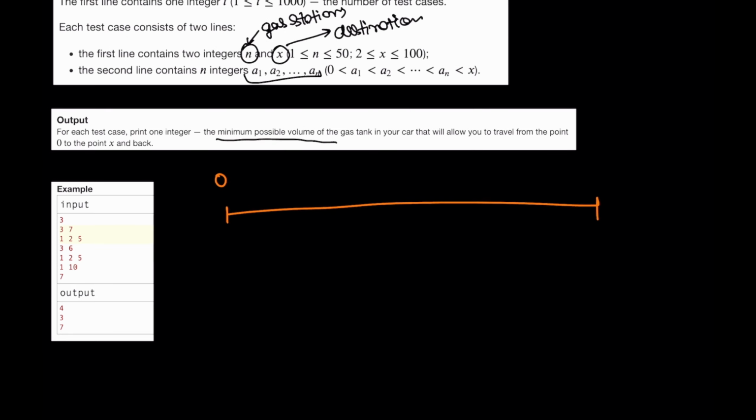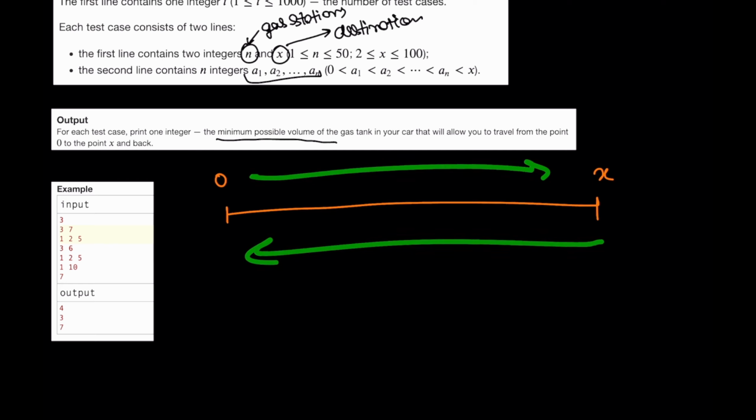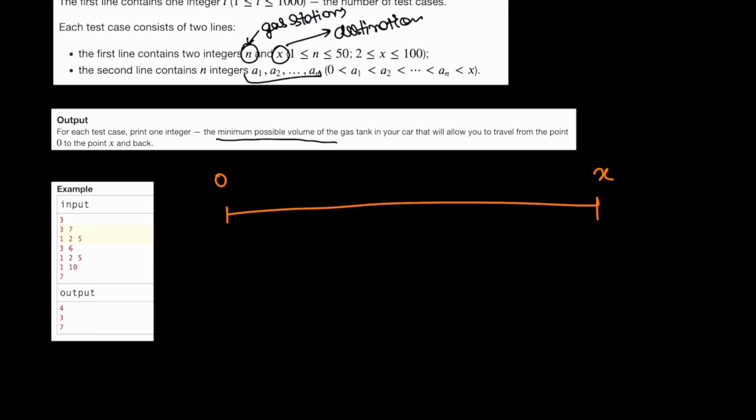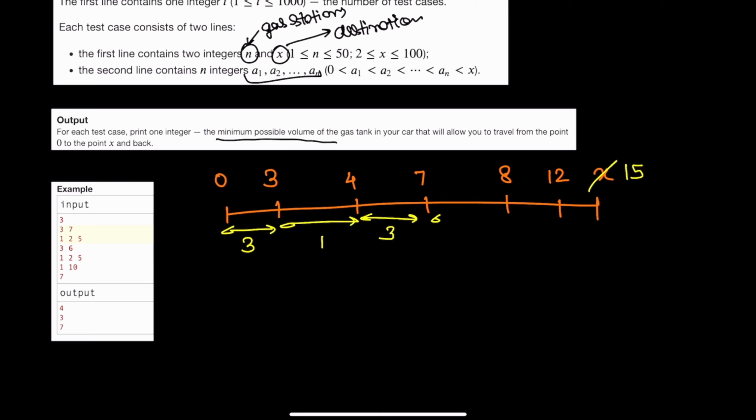What the question wants is to start from point 0 to the point x, and come back here, starting with some, let's say, y amount of gas, and at some given points in between the journey, let's suppose these points are 3, 4, 7, 8, 12, we will be able to refuel our gas tank. So just for example, let's assume the destination is 15. To cover these distances, we want 3 minus 0, that is 3 liters of gas. Here we want 1, here again 3, again 1, again 4, and again 3.